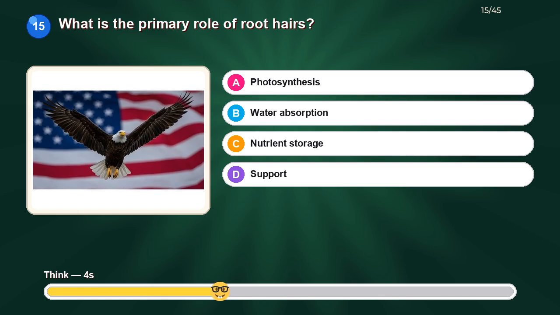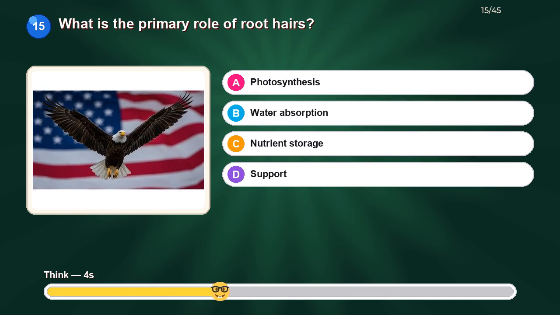What is the term for the scar on the seed coat where it was attached to the fruit? Option A, micropyle. Option B, hilum. Option C, cotyledon. Option D, radicle. The correct answer is hilum.